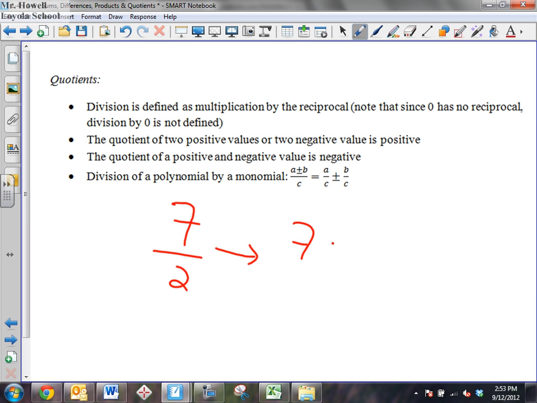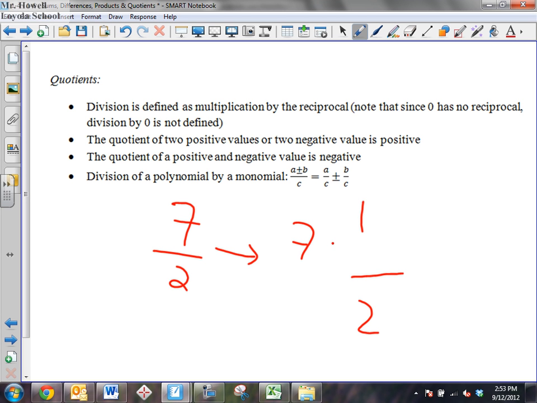So that's the answer. I'm saying 7, fill in the blank. Dividing by 2 is the same thing as multiplying by... Wait, let's do that again. So 7 divided by 2, I can rewrite that as 7 times some quantity and get the same answer. 0.5 or, is it a fraction? 1/2, okay? Again, division is defined as multiplication by the reciprocal. Always remember that, because it's going to come up a lot this year. Obviously, note that 0 has no reciprocal. We talked about that before, so division by 0 is not defined.